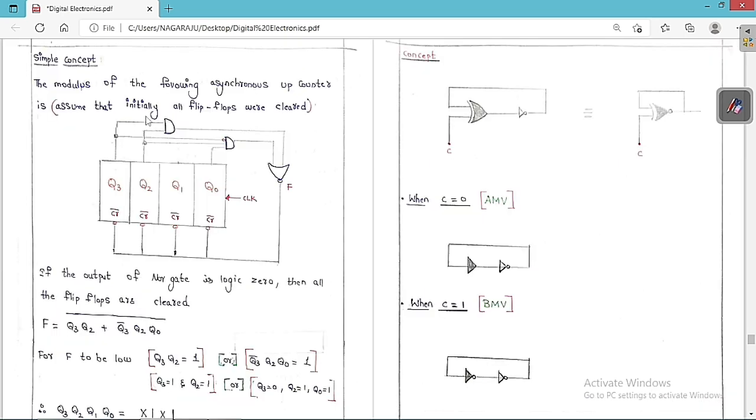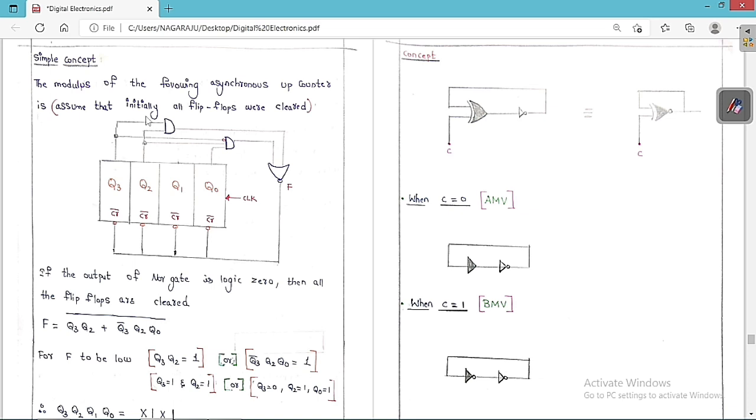Now we are going to start one more important simple concept. You can see clearly here, the modulus of the following asynchronous up counter is, assume that initially all flip-flops were clear. Here they have given a circuit, and they are asking what is the modulus of the following asynchronous up counter. We have to assume that initially all the flip-flops were clear, means all have 0 outputs at the initial condition. Based on this we need to figure out the modulus.